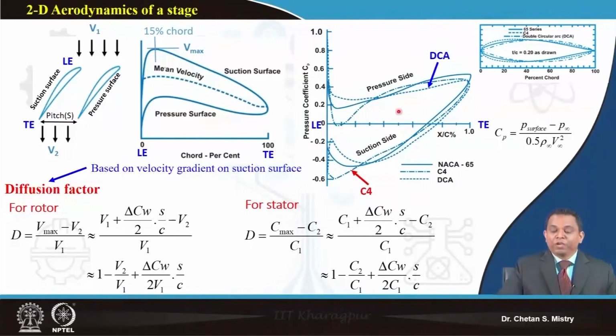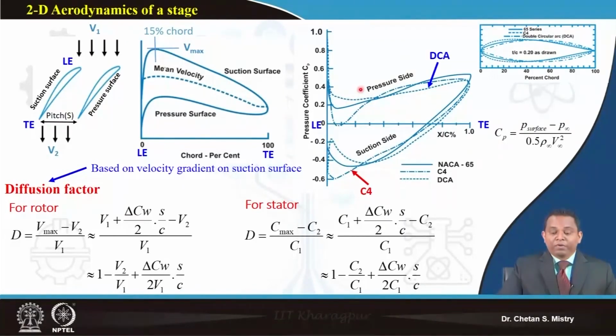And as we have discussed, for double circular arc, I will have acceleration, and that acceleration will move towards the downside here. If you compare, for my C4, it will be around maybe 10 to 15% of chord. For NACA 65, it will be from 15 to 20%, and for double circular arc, it will be around 30 to 40% of chord where you have acceleration of flow, and then after that you have smooth deceleration of the flow.